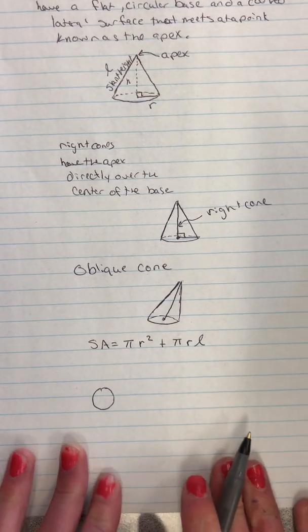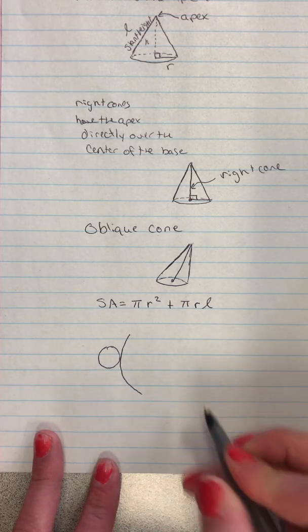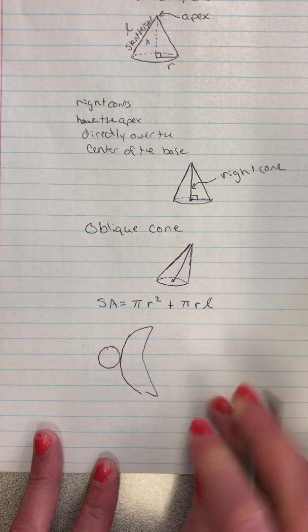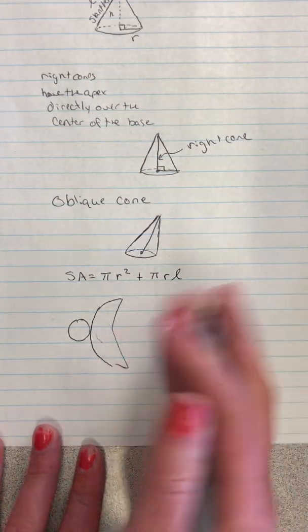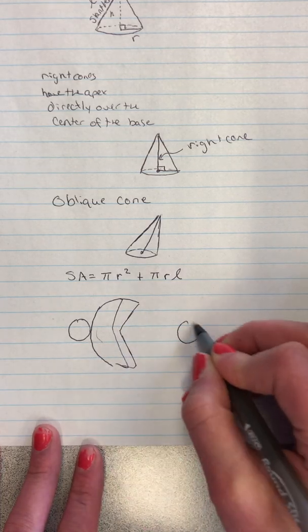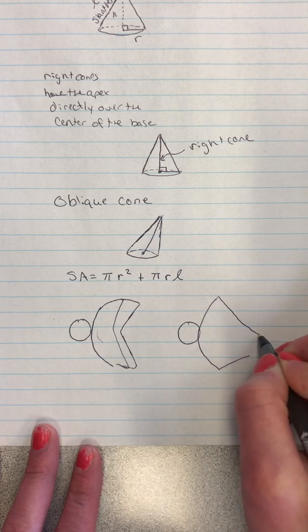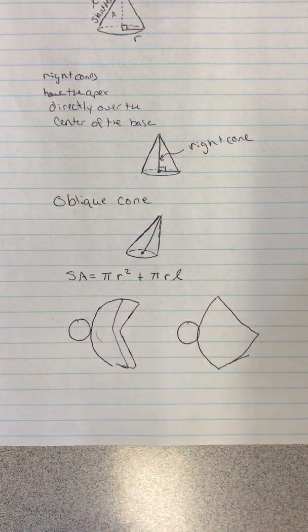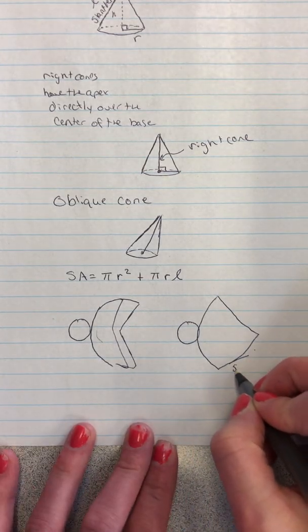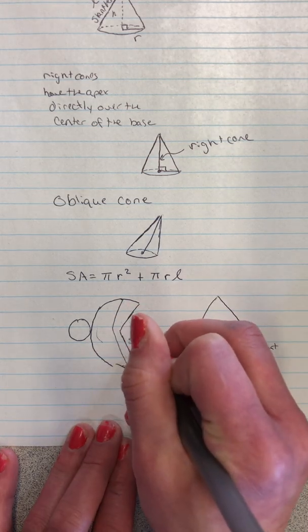We always start with our base for the net. Then we have a curved section around it. It depends on the size of the cone. Sometimes it'll look like this. Well, that is a really bad drawing, but sometimes your cone will look like this. If it goes out too far, it'll look like that. And sometimes your cone will look like this. So this is what the net of a cone would look like. This would be your slant height. This would be your slant height.